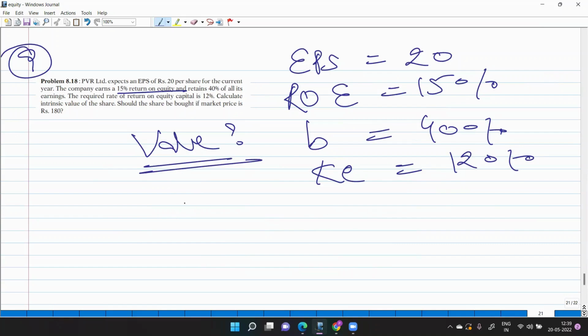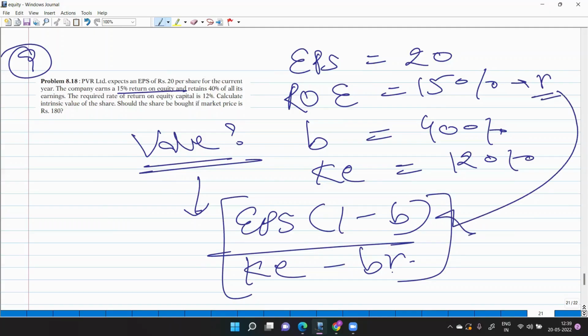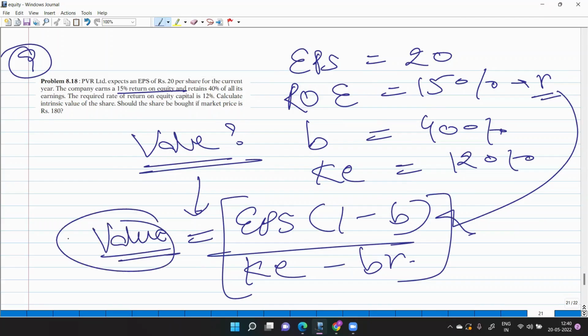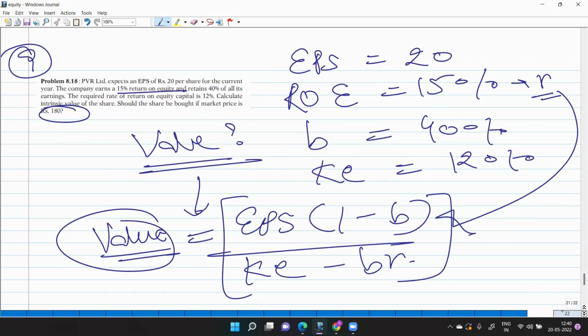This is very easy. We have done this particular formula. D की जगह I can write EPS into 1 minus B upon KE minus BR. So I will put all these values, this is R, in this particular formula, and I will be able to find out the value of share. Once I calculate the value of share, I will compare it with 180 in order to decide whether I should invest or not.